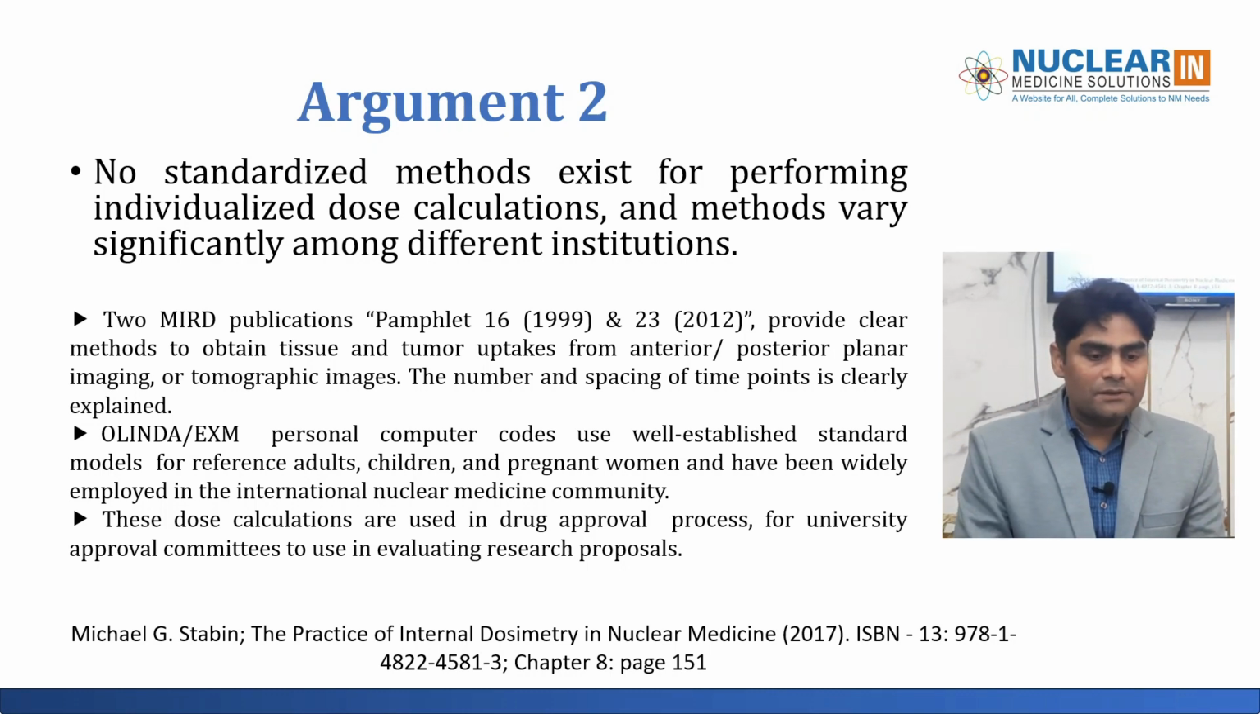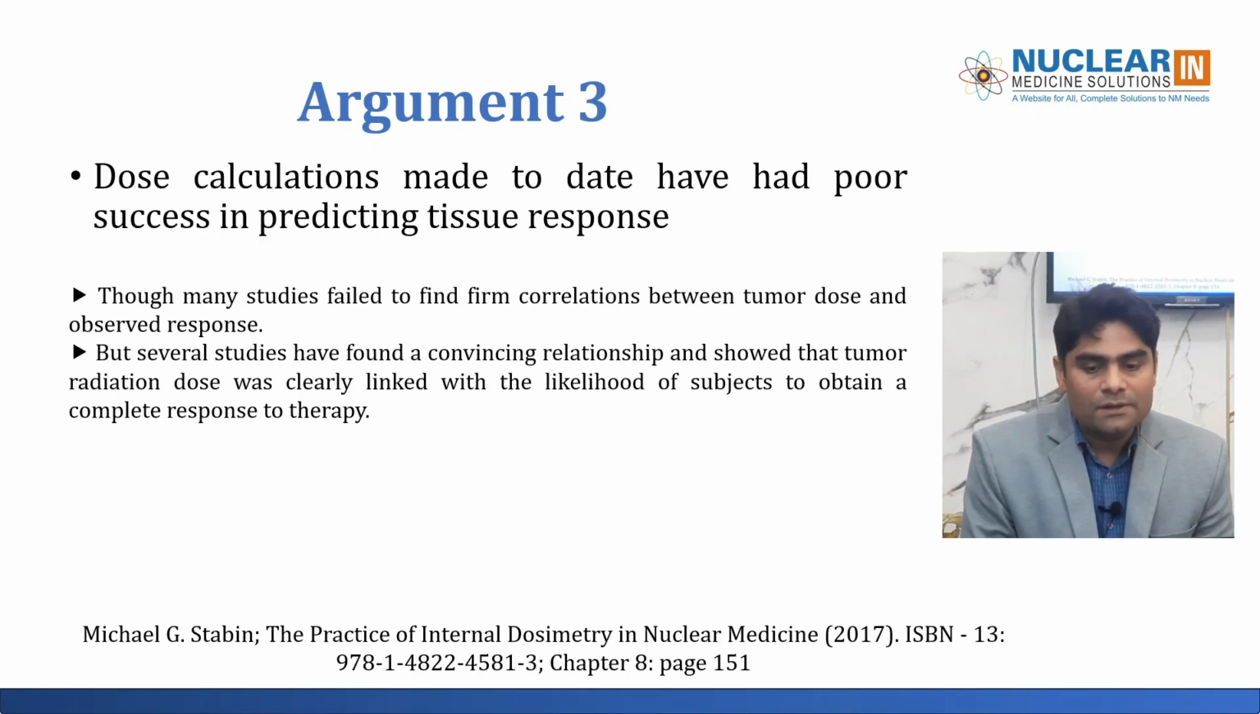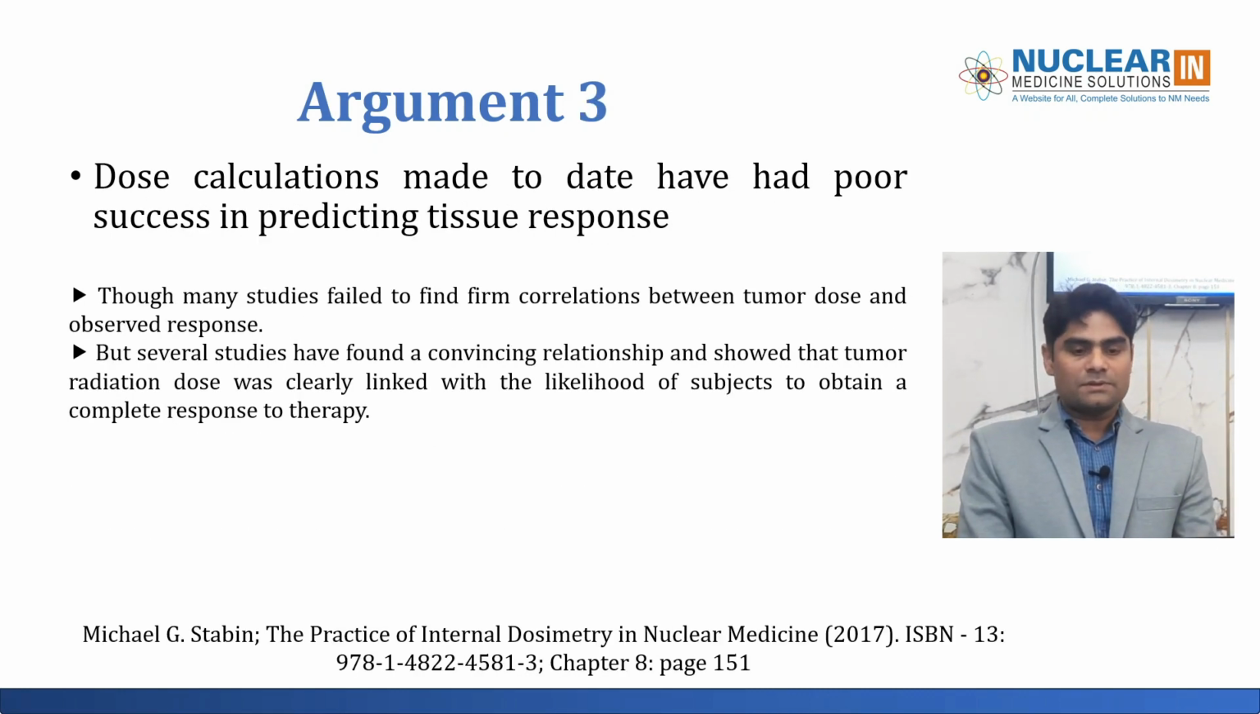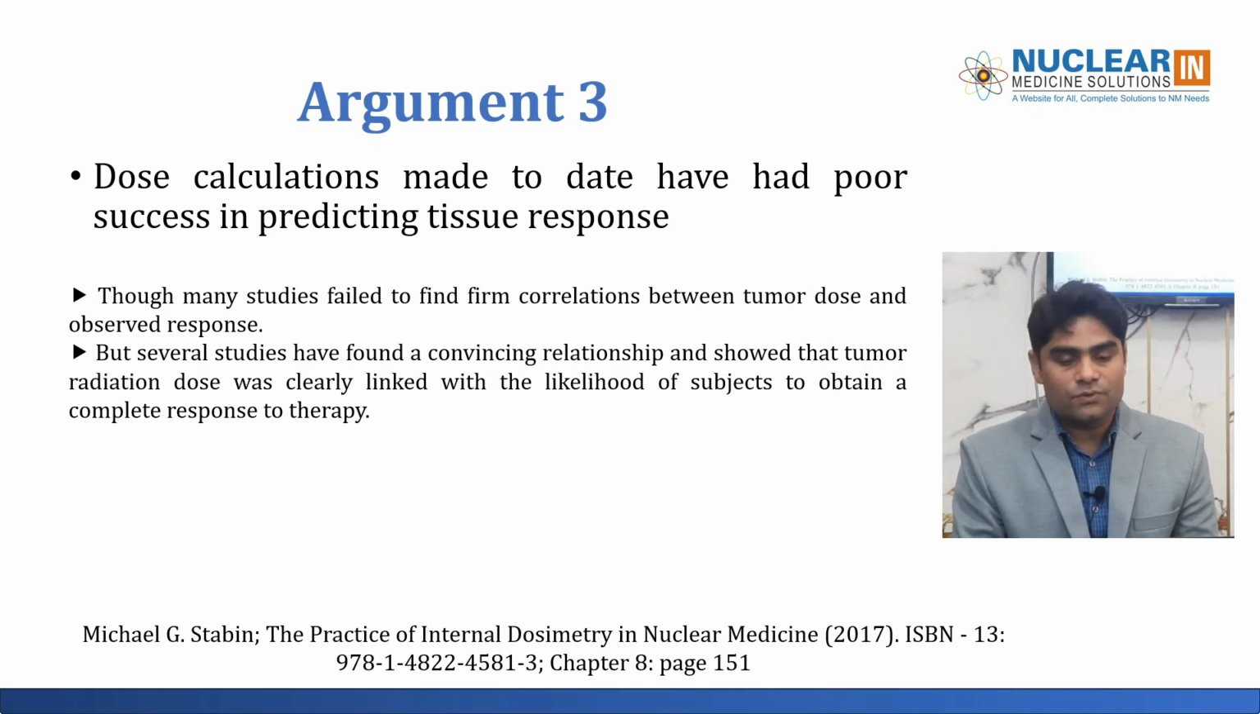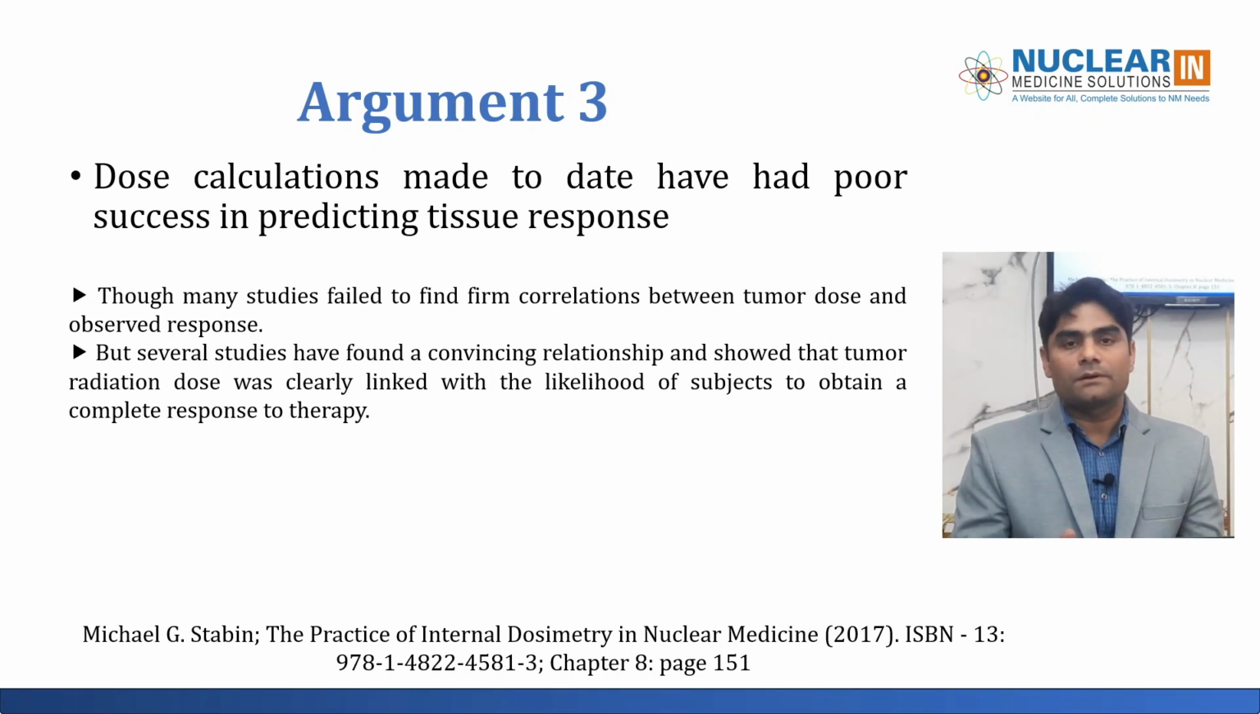In argument 3, where people say dose calculations made to date have poor success in predicting tissue response, in response they say that though many studies failed to find a firm correlation between tumor dose and observed response, several studies have found a convincing relationship and showed that tumor radiation doses were clearly linked with the likelihood of subjects obtaining a complete response to therapy. Means they say that there is a clear link between the tumor radiation dose and the response to therapy.